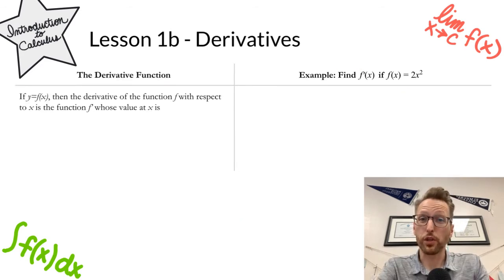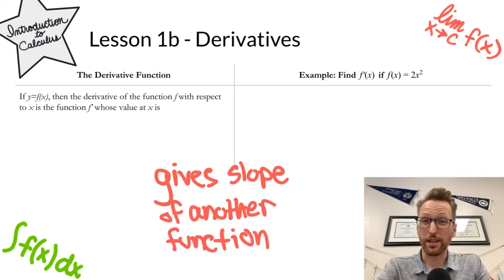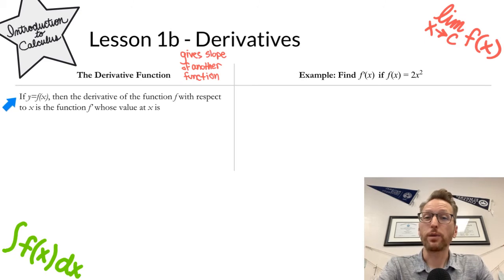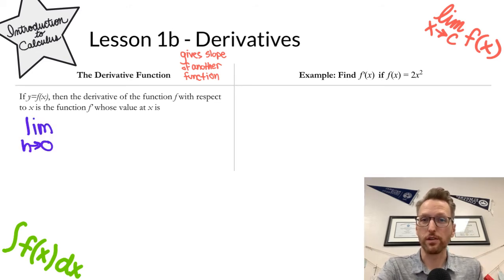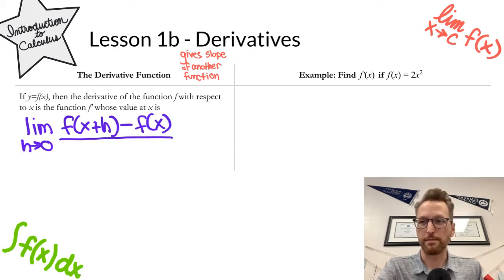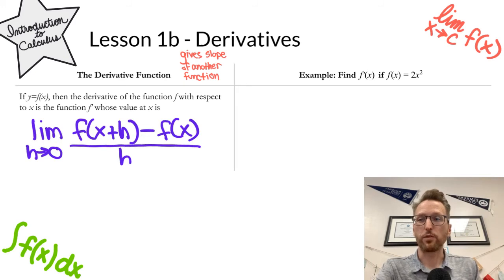The second way that we could think about the derivative is the derivative function. It's a function that tells us the slope of another function at any x value. Wow, that's pretty great. Here it is. If y equals f of x, then the derivative of the function f with respect to x is the function f prime, whose value at x is the limit as h approaches 0 of f of x plus h minus f of x divided by h. Hey, that looks familiar. That's the same difference quotient for the derivative at a point, except we're using x values instead of a values, meaning we'll use the x variable and not numbers.